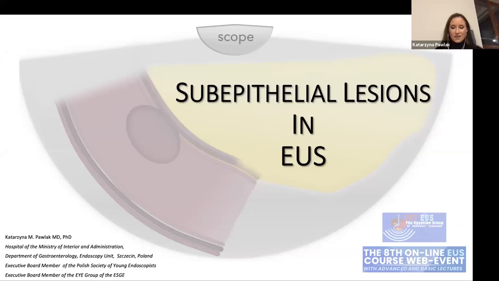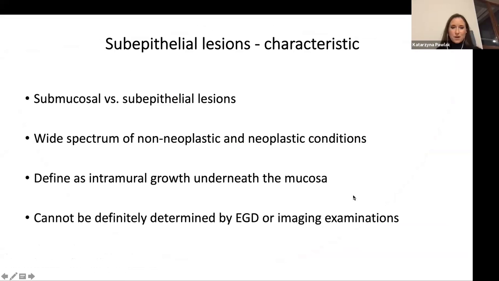Here are a couple of words about the general characteristics of subepithelial lesions. When we think about the wide spectrum of non-neoplastic and neoplastic conditions defined as intramural growth underneath the mucosa, we should think about subepithelial lesions. The difference between submucosal and subepithelial lesions is that a subepithelial lesion can be located in any layer of the GI wall, whereas submucosal lesions are generally located in the submucosa.